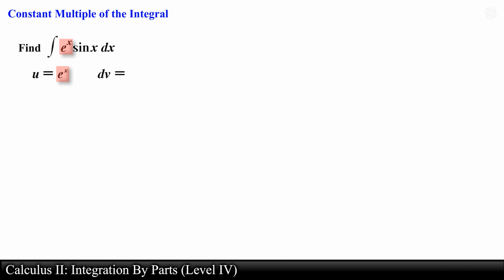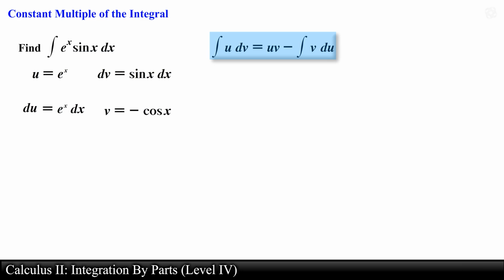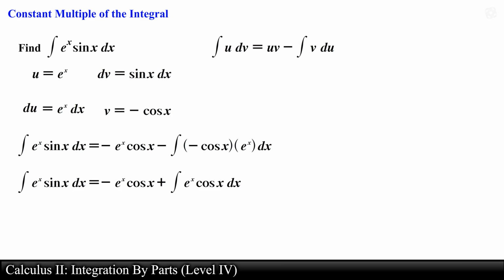Let's make u equal to e to the x and dv equal to sine of x. So we take the derivative of u and solve for du and obtain the following. Next, we take the integral of sine of x and obtain the following function. Substituting the four functions into the integration by parts formula and simplifying, we obtain the following.